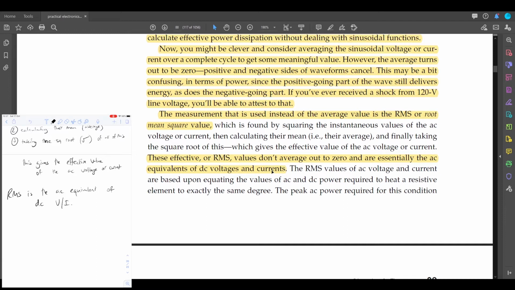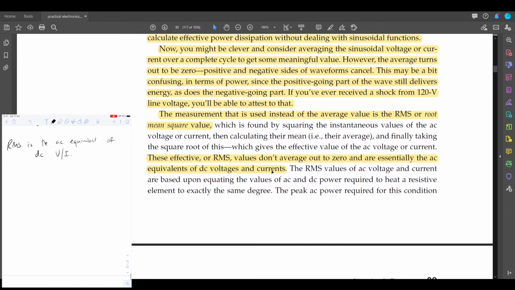The RMS values of AC voltage and current are based upon equating the values of AC and DC power. They're based on equating the values of AC and DC power required to heat a resistive element to exactly the same degree. Yeah, I understood the words, but I'm not sure I understand the concept. But okay.